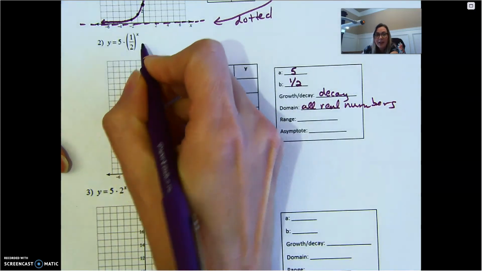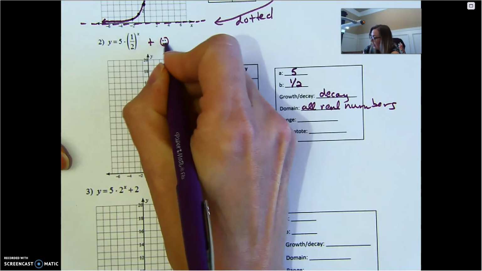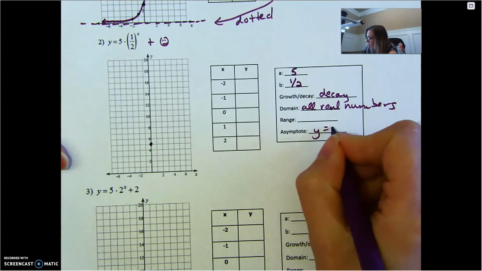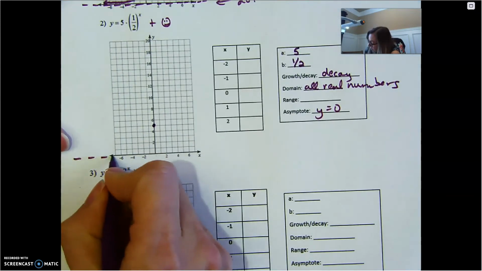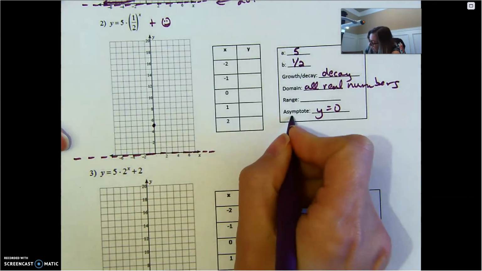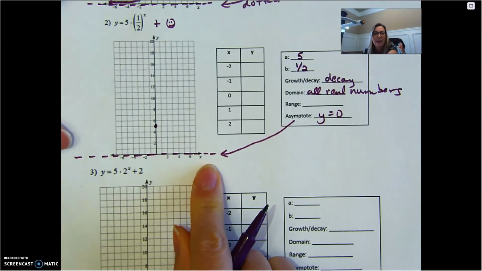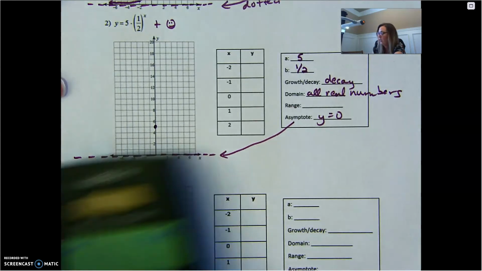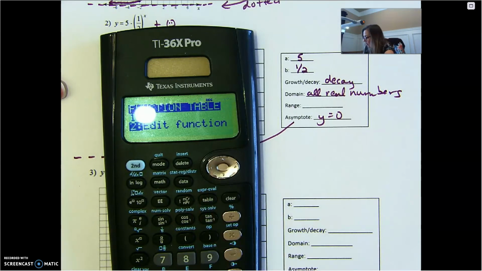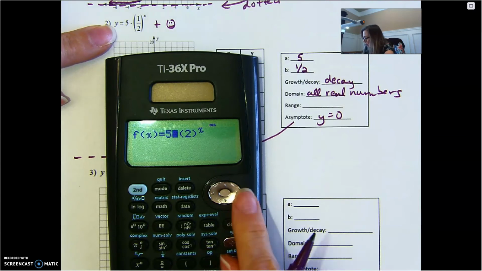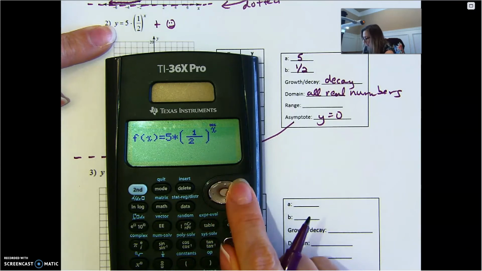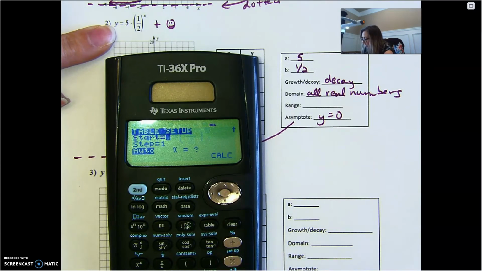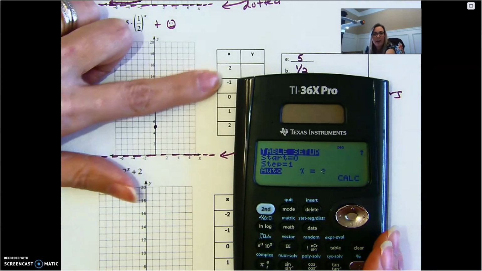My asymptote, again, there's nothing being added here, nothing. So my asymptote is just y equals 0. So let me go ahead and come down here and dot in my electric fence. All right, so that asymptote right there, let's dot it in. Okay, so to the calculator I go. We go to table. We're going to edit this guy in. We have 5, and this time it's 1/2 to the x. All right, and we're going to have our table start at -2.